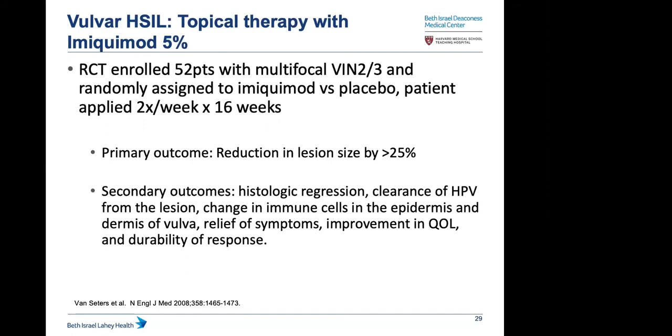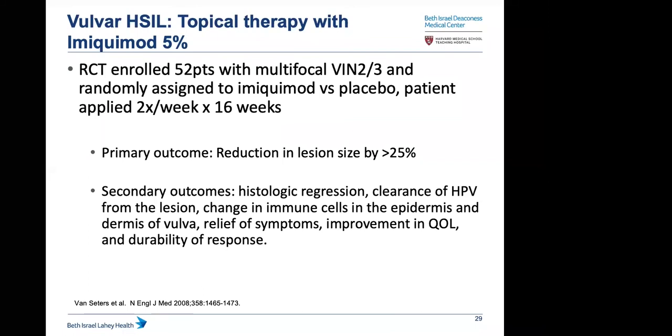It was a randomized controlled trial that enrolled just 52 patients with multifocal high-grade dysplasia and randomly assigned these patients to imiquimod or placebo. The patients were asked to apply the imiquimod or the placebo twice a week for 16 weeks. The primary outcome of the study was to cause a reduction in the total lesion size by more than 25%. And there were secondary outcomes as well.